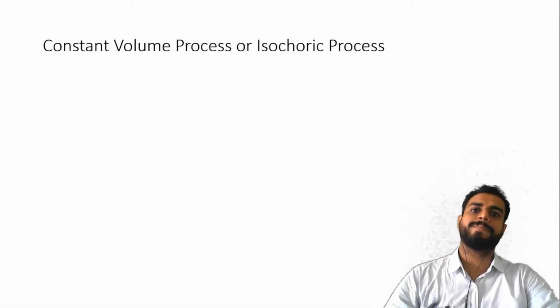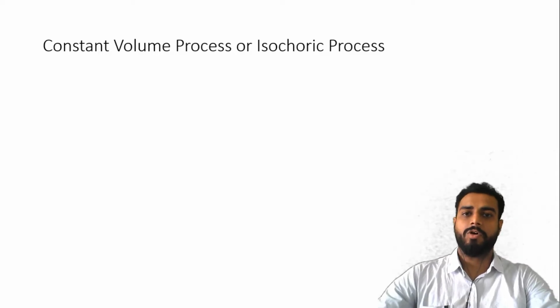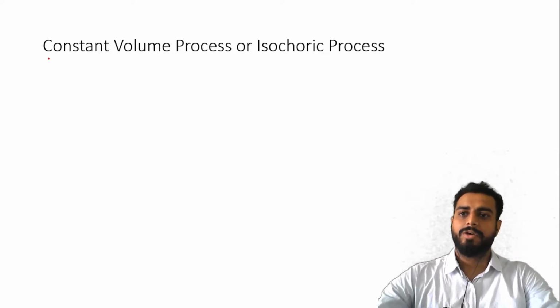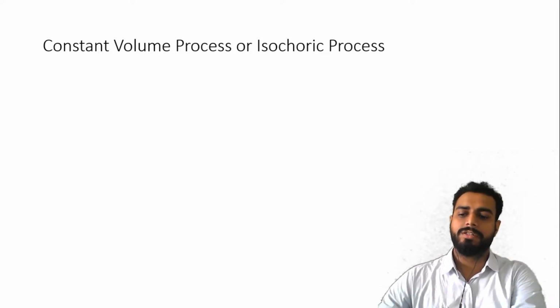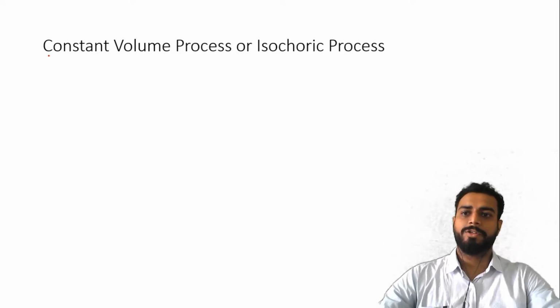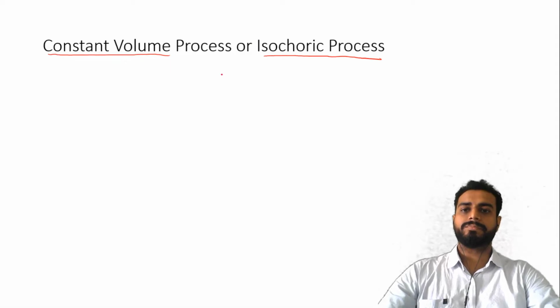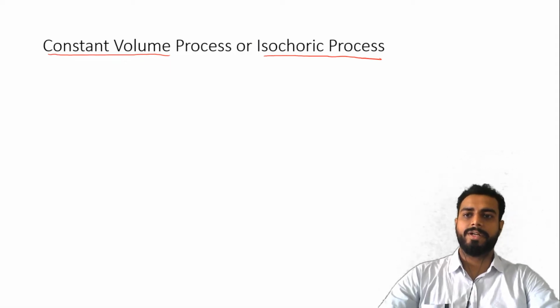So the very first process that we will observe today is the constant volume process, or isochoric process. Constant volume means what? The volume of the chamber or vessel throughout the process will remain constant. Another name is isochoric process. So you have to remember these two names. It is very important. So let's understand this particularly.